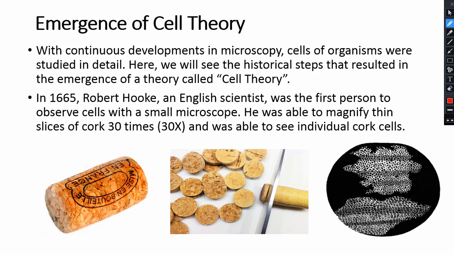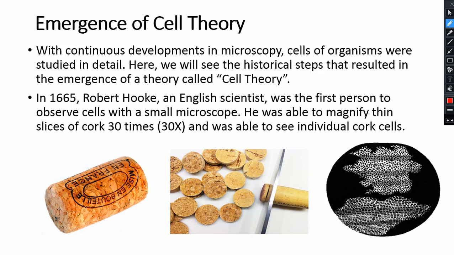So in 1665, Robert Hooke, an English scientist, was the first person to observe cells with a small microscope. He was able to magnify a thin slice of cork 30 times and was able to see individual cork cells. So the first person who was keen to study or discover the cell was Robert Hooke.